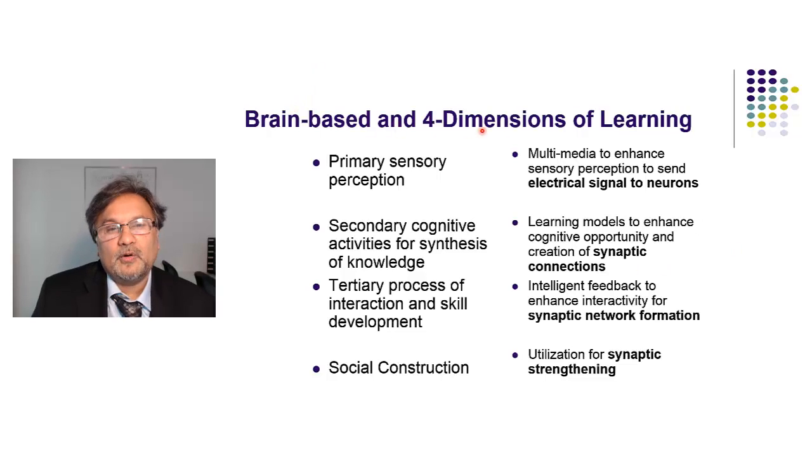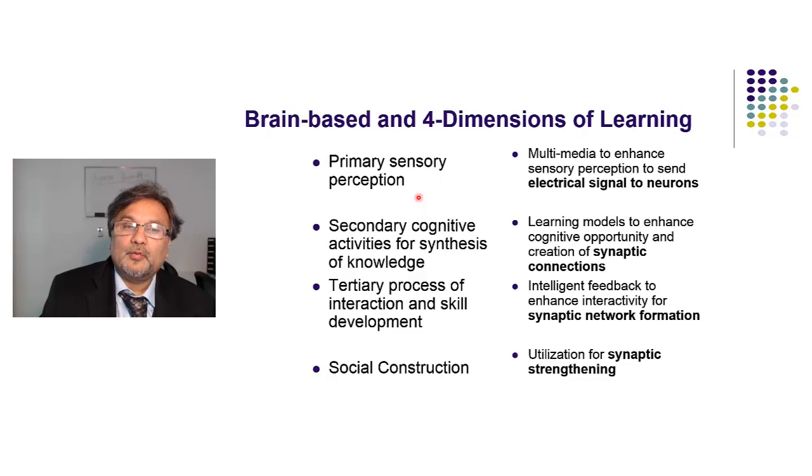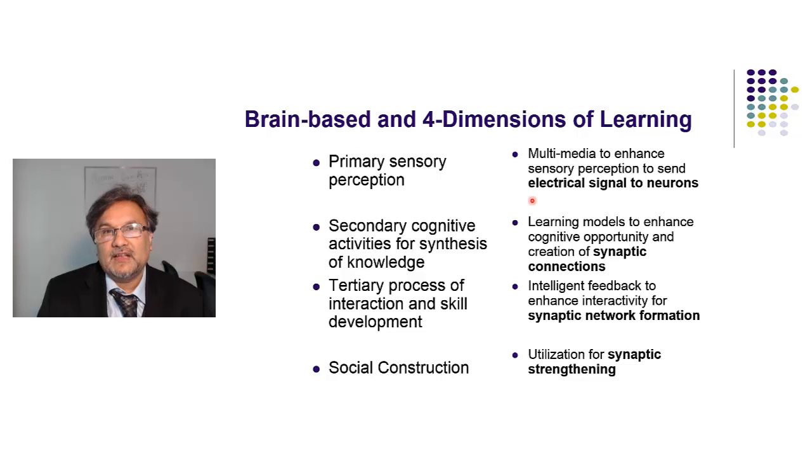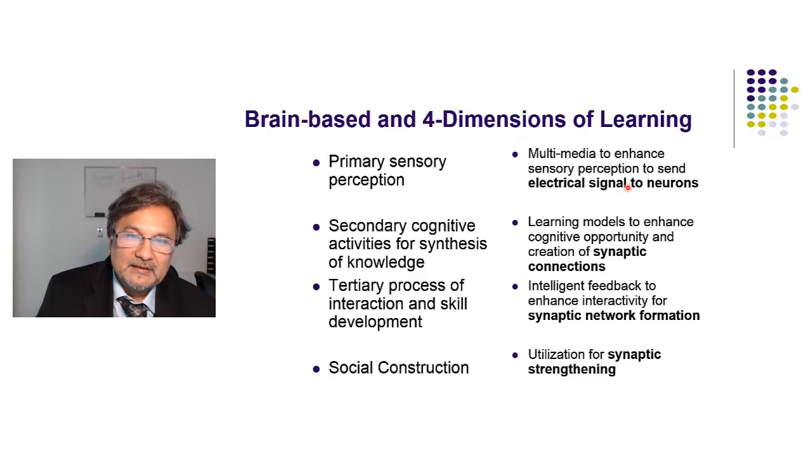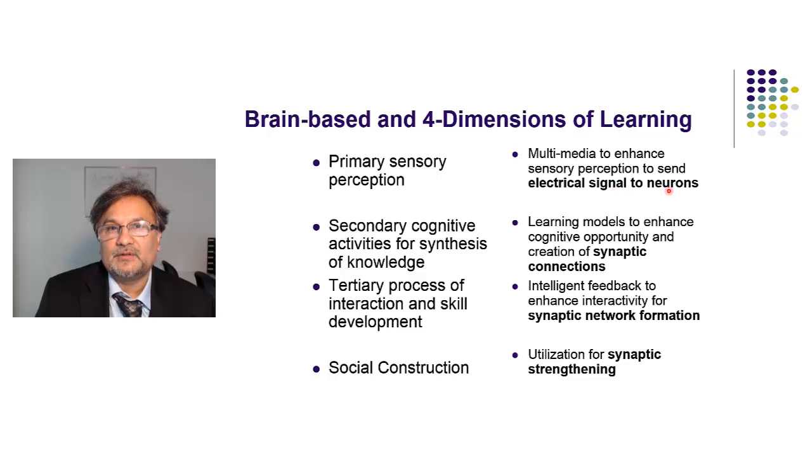So these are the 4 dimensions of our synaptic learning platform. So number 1, we have primary sensory perception. As you see, watch, or hear, those are sensory perception, or even taste and touch something. So as you do this sensory perception, the neural networks are lighted up, there's current flowing through. So we want to maximize the electrical signal to your brain. That's called multimedia to enhance sensory perception. So you will use audio, video, animation, simulation, etc. These models increase the electrical signal between your synapses.